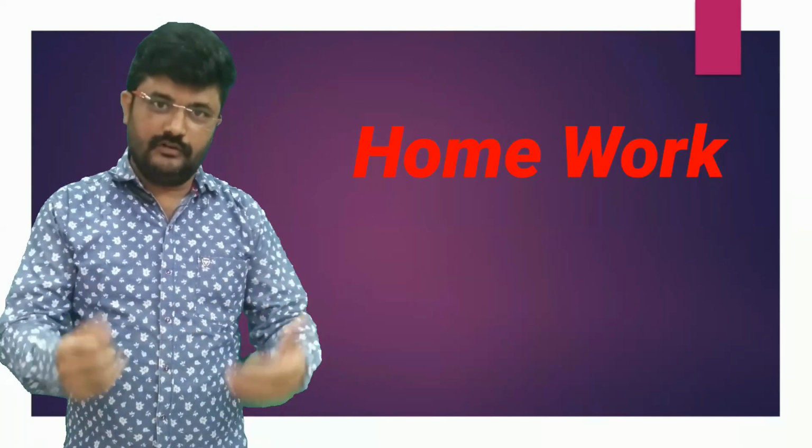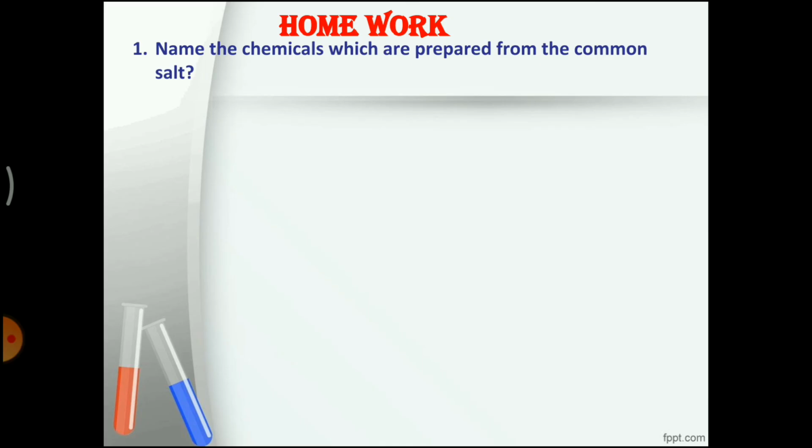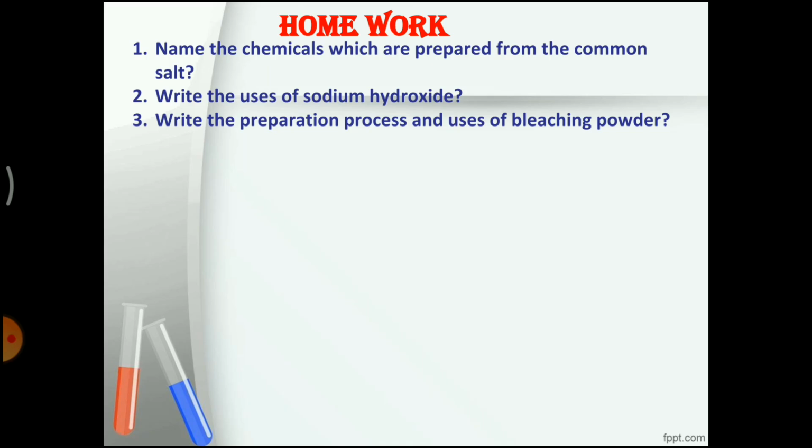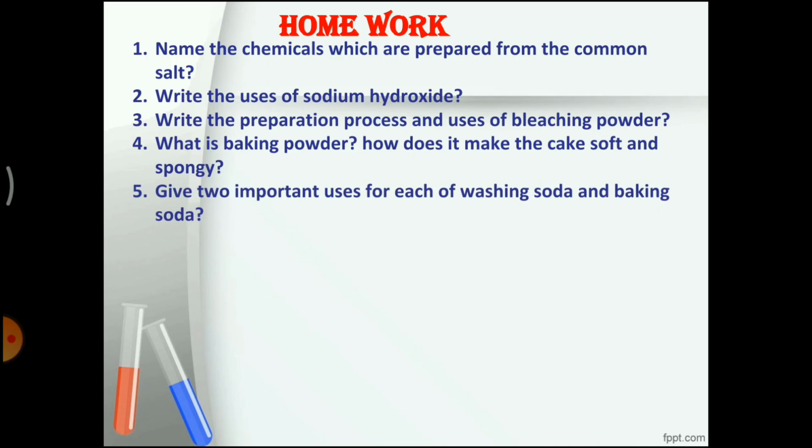Children, now take the homework. 1. Name the chemicals which are prepared from common salt. 2. Write the uses of sodium hydroxide. 3. Write the preparation process and uses of bleaching powder. 4. What is baking powder? How does it make the cake soft and spongy? 5. Give 2 important uses for each of washing soda and baking soda.